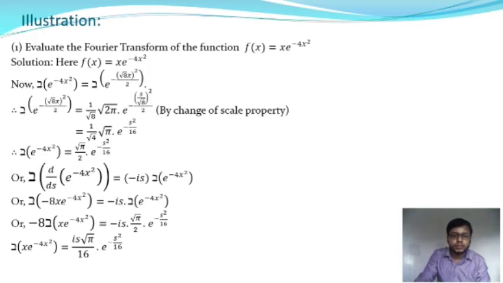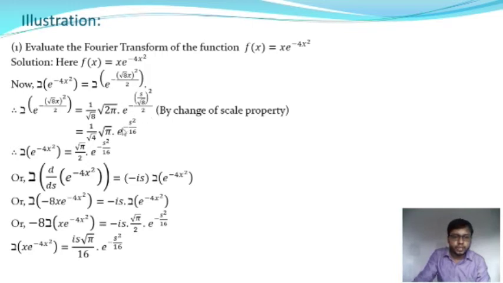Now we apply the change of scale property of Fourier transformation. Zeta of e to the power minus (root 8 x) whole square by 2, that means zeta of e to the power minus 4x², is equal to 1 by root 8 into root of 2 pi into e to the power minus (s by root 8) whole square by 2, applying the change of scale property. And this is actually the standard formula for the Fourier transformation of e to the power minus x square by 2. I have already mentioned this in the previous class.